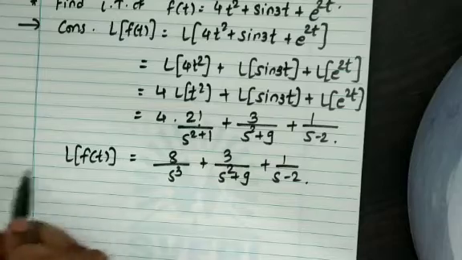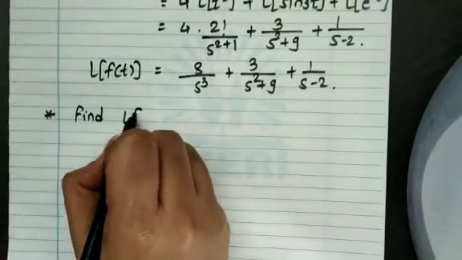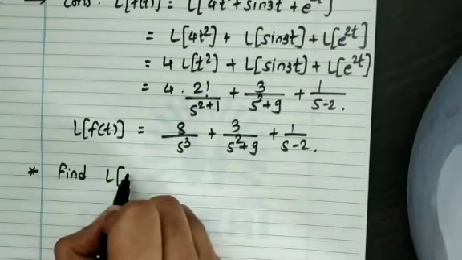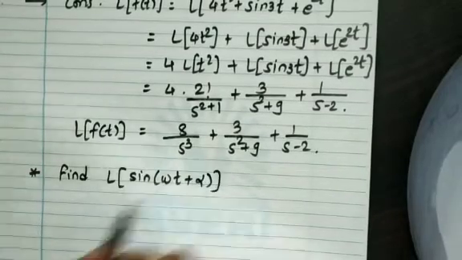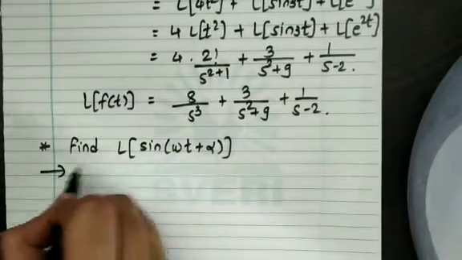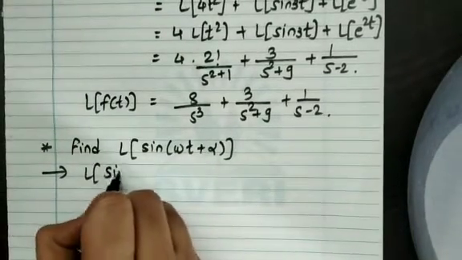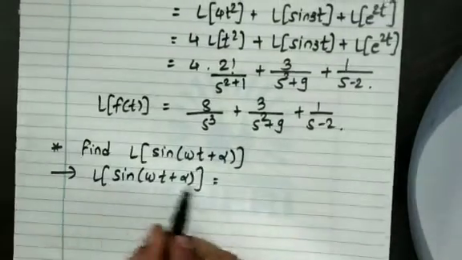Second question, find Laplace transform of sine omega t plus alpha. This is of the form sine a plus b. So we'll first write sine omega t plus alpha. This is sine a plus b form.